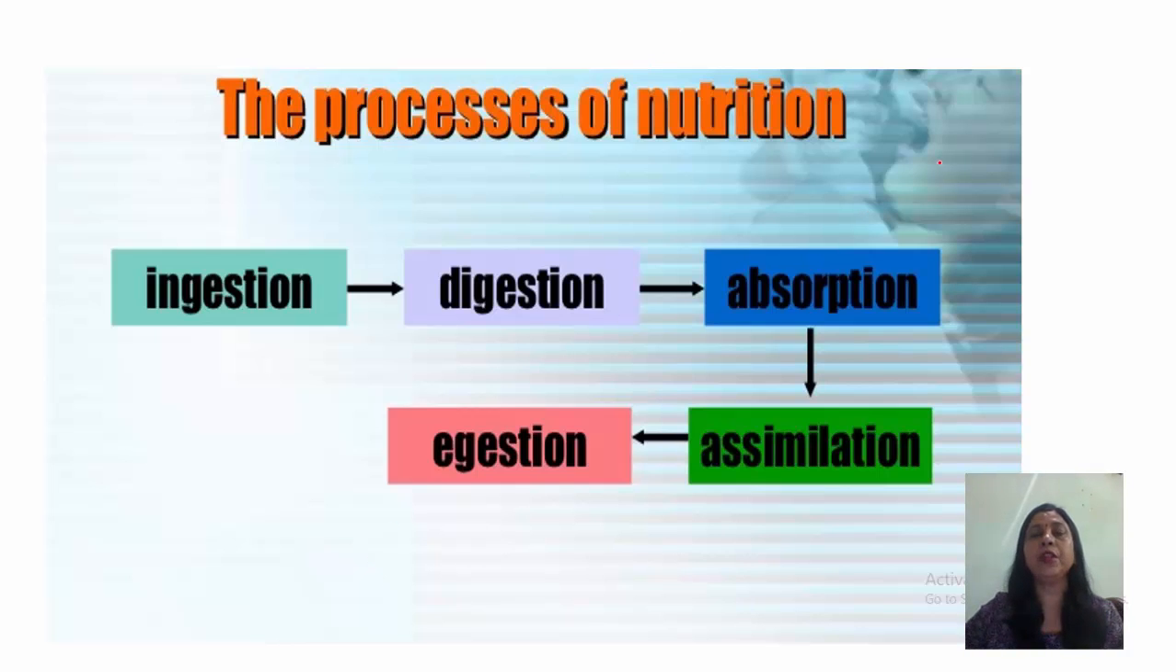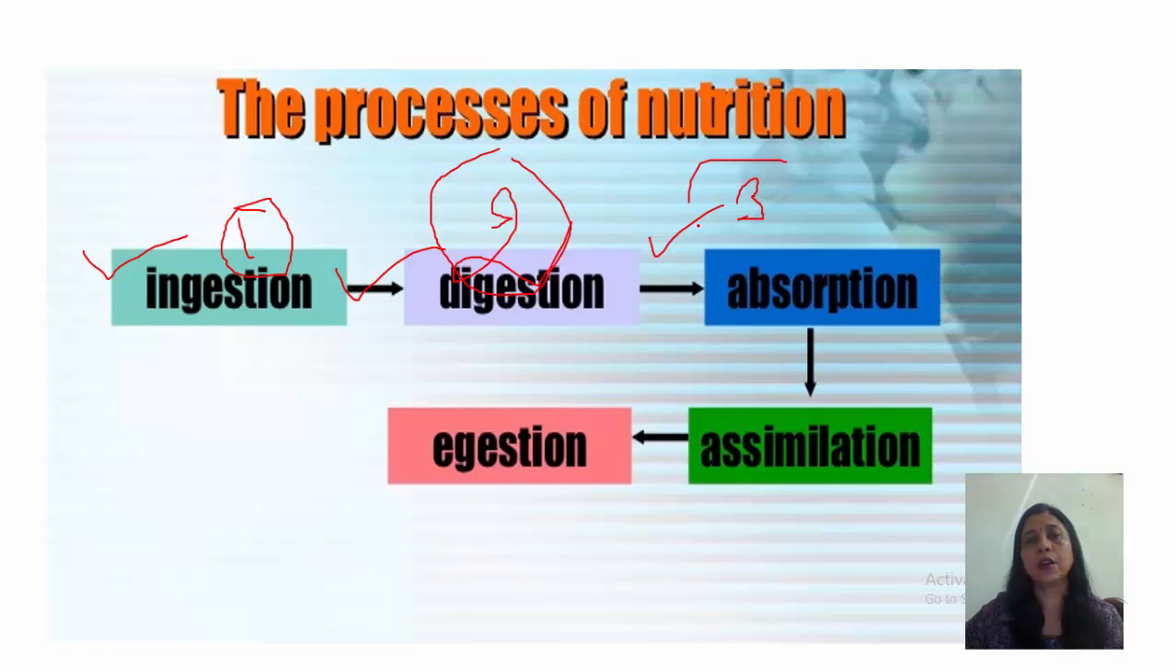Now, the process of nutrition in animals consists of 5 steps. They are ingestion, number 1. Number 2 is digestion. Number 3, absorption. Number 4 step is assimilation. And number 5 is egestion. These 5 steps are present in the process of nutrition in all of the animals. It starts with ingestion, that is taking in of food, and ends at egestion, that is expelling out the undigested food from the body.